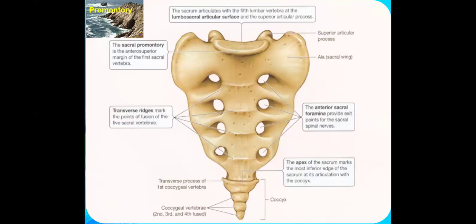This is the structure of the anterior view of the sacral spine. We can see here at the top, this is known as the sacral promontory. This is the anterior superior margin of S1, the first sacral vertebra.